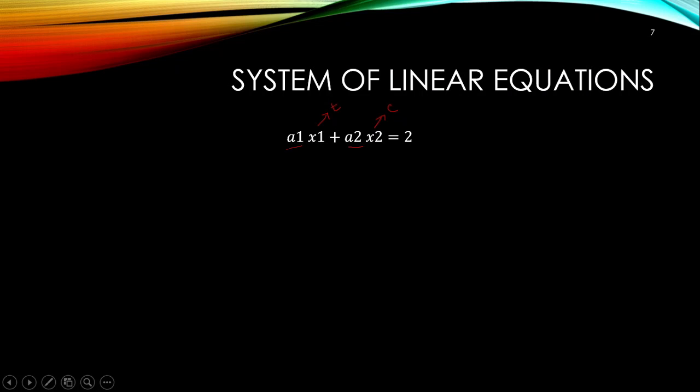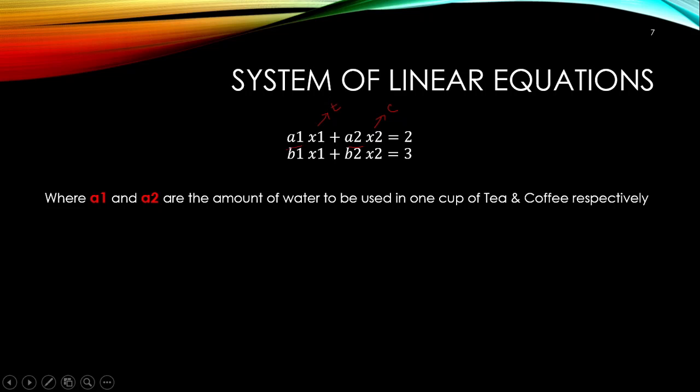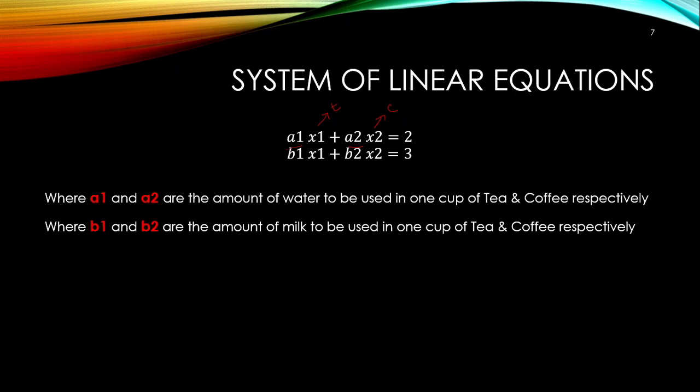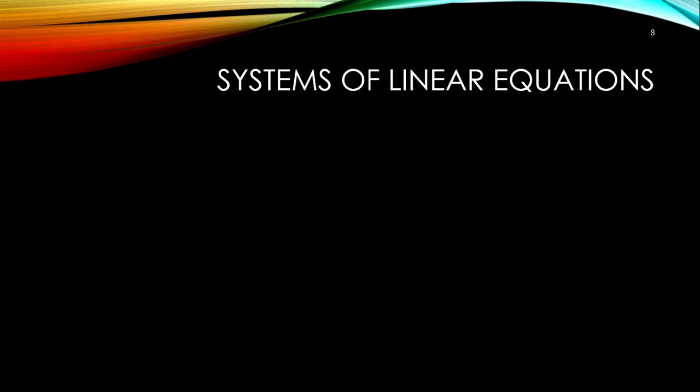Then the other equation, I write it like b1x1 plus b2x2 equal to 3, something like this. Where a1 and a2 are the amount of water to be used in 1 cup of coffee and tea respectively, and b1 and b2 are the amount of milk to be used in 1 cup of tea and coffee respectively. So just an example.